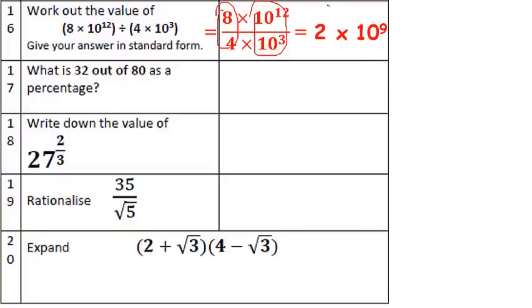Question 17. What is 32 out of 80 as a percentage? Well, I need to write it as 32 over 80 first, write it as a fraction. I need to turn the bottom number into 10, right? That's going to help me work my way up to a percentage, which is something out of 100. So if I divide that by 8, I'm going to get 10. If I divide 32 by 8, I'm going to get 4.